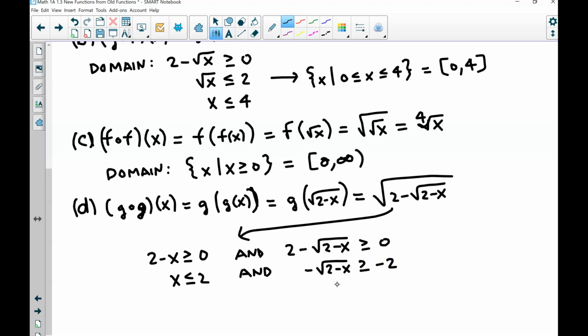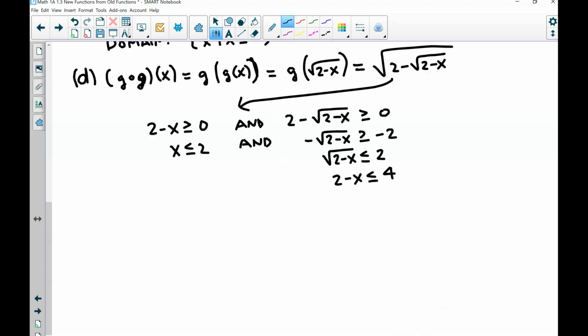And if we divide by a negative, then again we would flip the inequality, so we would have the square root of 2 minus x, which is less than or equal to 2. And if we square both sides, we would have 2 minus x, which is less than or equal to 4. And therefore, solving for x would mean that we would need to then subtract 2 from both sides and divide by the negative. So again, we're going to flip the inequality. And so then x would be greater than or equal to 2.